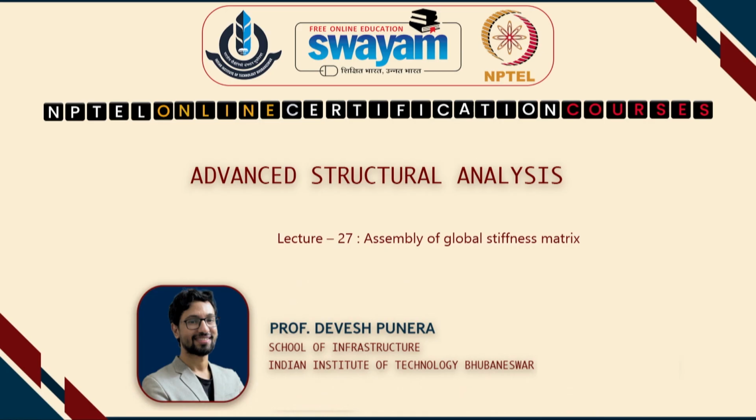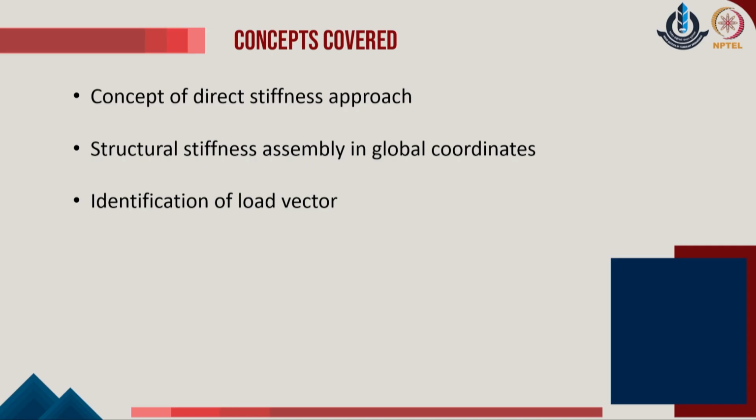We have briefly seen in the previous session the introduction to the computer implementation of the standard stiffness approach, and with today's session we will try to see how we assemble the global stiffness matrix once we have identified the member based contributions in the given system. So, as concepts covered in this session, we will be looking at the generalization of the stiffness approach which is applicable to the computing environment, and we will identify both the global stiffness as well as the load vectors of the given system.